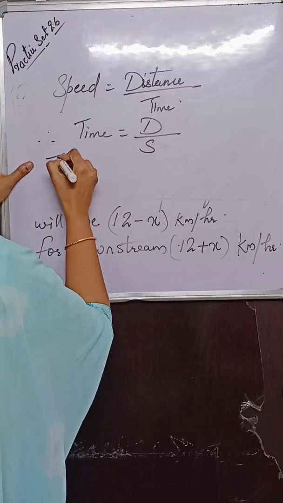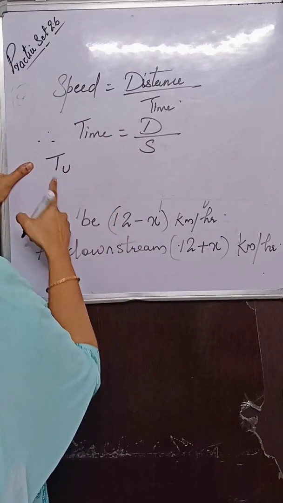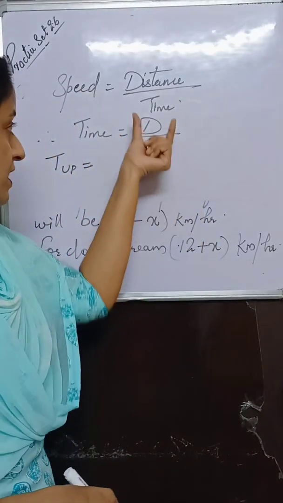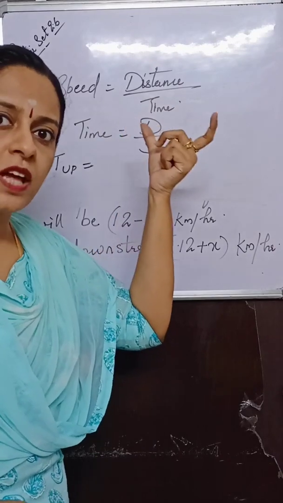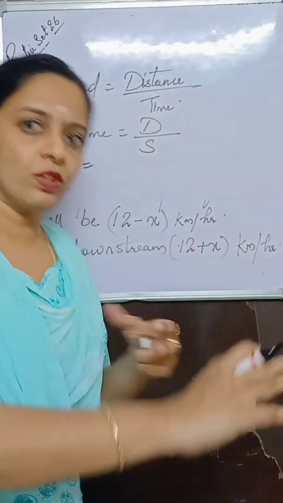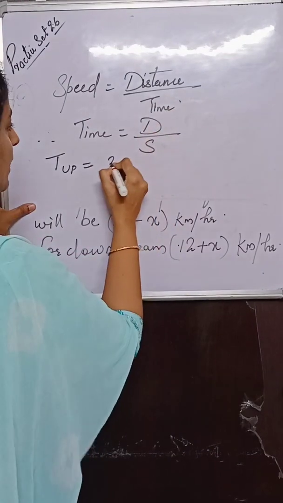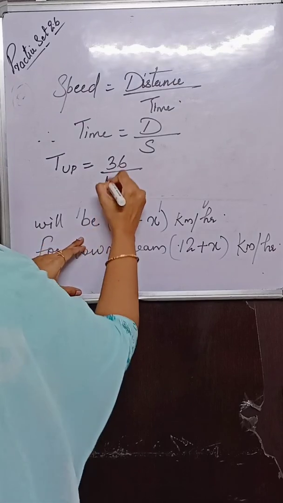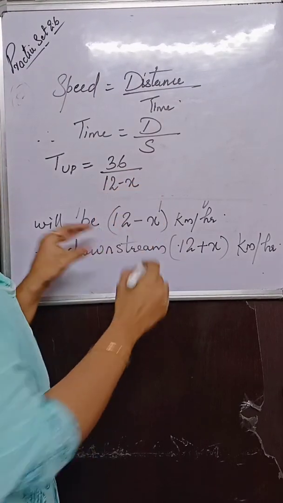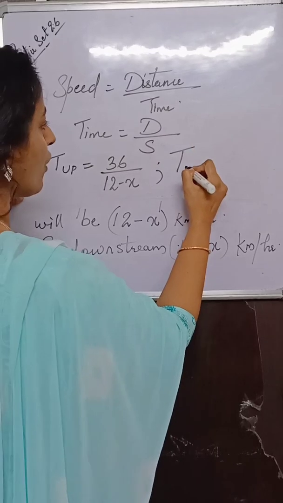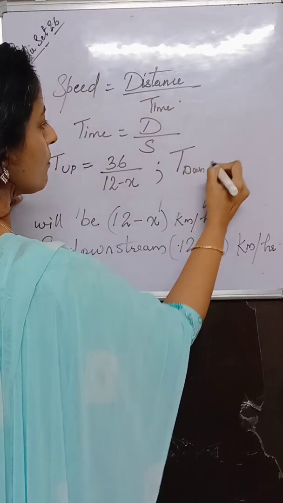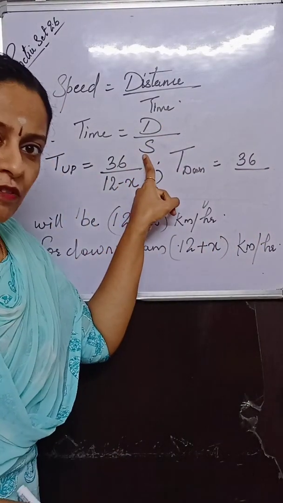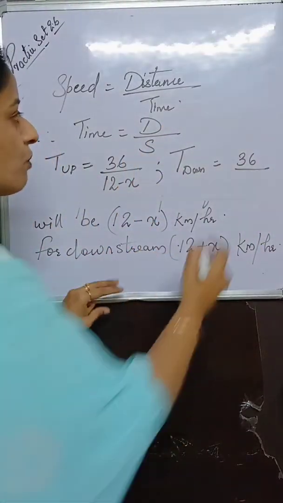Let me talk about the time for upstream, TU. Time taken for upstream will be distance upon speed. What is the distance for upstream? It is the same. 36 to go down, 36 to go up. So this will be 36 upon speed. Speed for upstream we got 12 minus x. Same way, what is the time for downstream? Downstream, distance is the same. Speed of the boat when it is going downstream is 12 plus x.